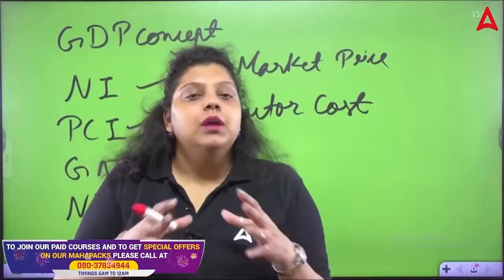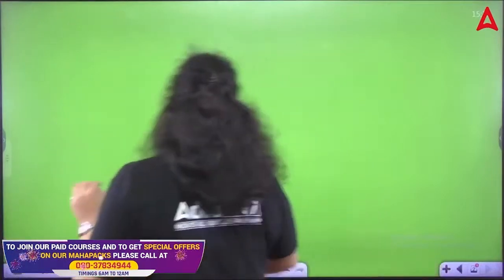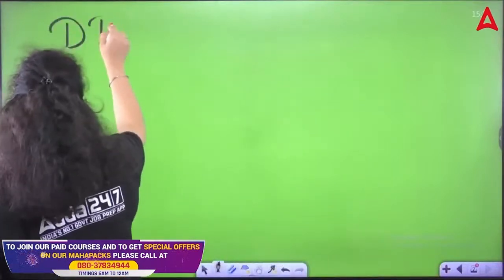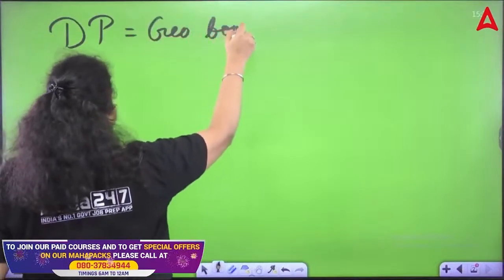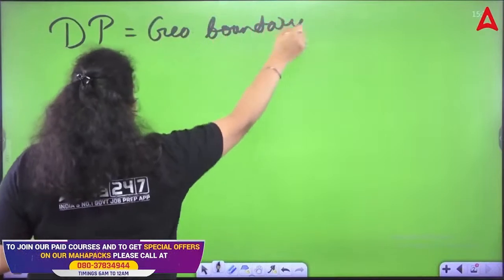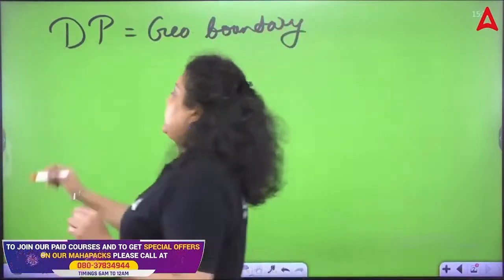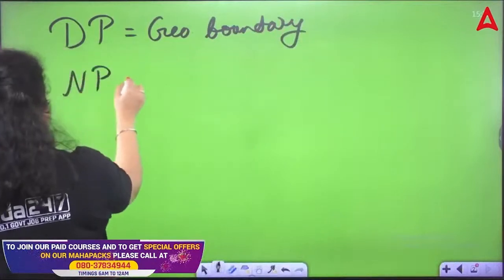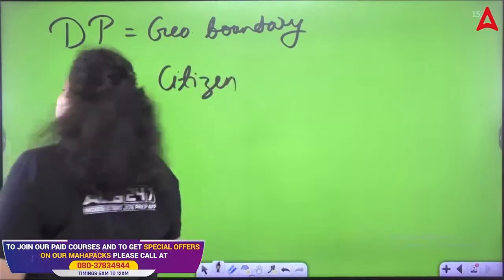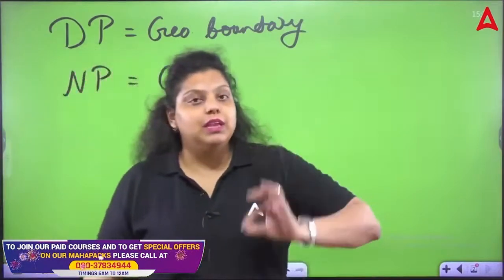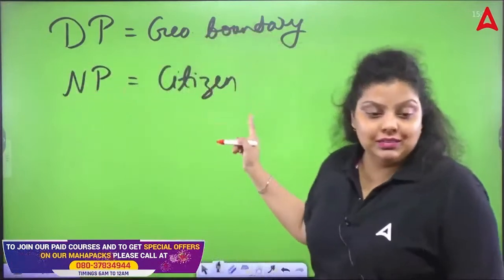So what we are doing here: whenever you find the term domestic product, it means the production within the geographical boundary will be counted. The production within the geographical boundary will be counted under the domestic product. Whenever you see the name national product, it means the production by the citizens will be counted. It doesn't matter whether the citizen is living in the country or outside the country, but the production should be by the citizen.